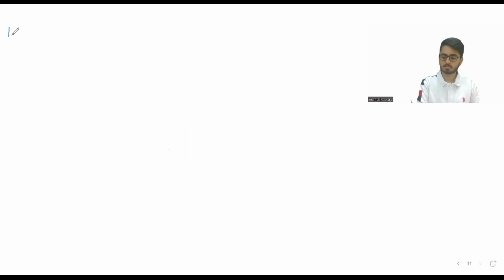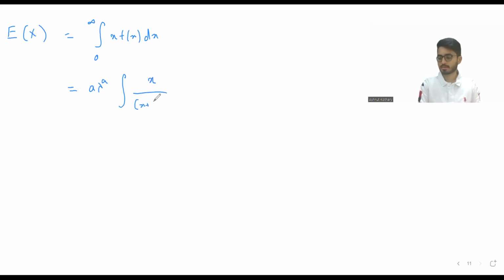Next, expectation x. This will be integral x fx dx 0 to infinite. Again, take a look. There are a lot of steps involved over here. I can take alpha lambda to the power alpha outside. I'll be left with x by x plus lambda to the power alpha plus 1 dx 0 to infinite.